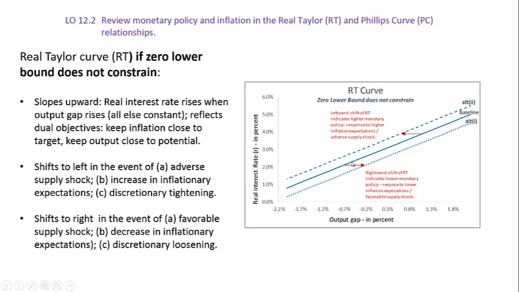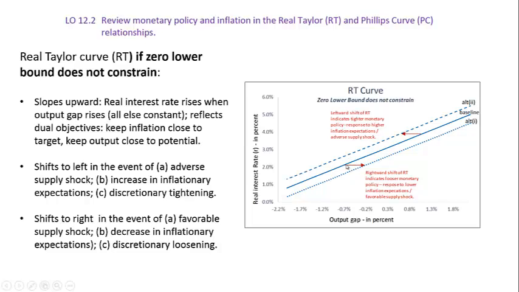This curve will shift to the left, from the solid blue line to the dashed blue line, in the event of an adverse supply shock, or in the event of an increase in inflationary expectations, or in the event of a discretionary tightening. So when this curve shifts to the left, that means that for any output gap, the interest rate that the central bank will set is now higher.